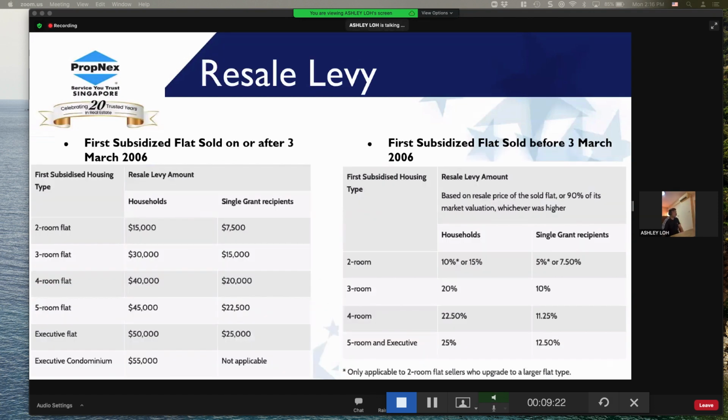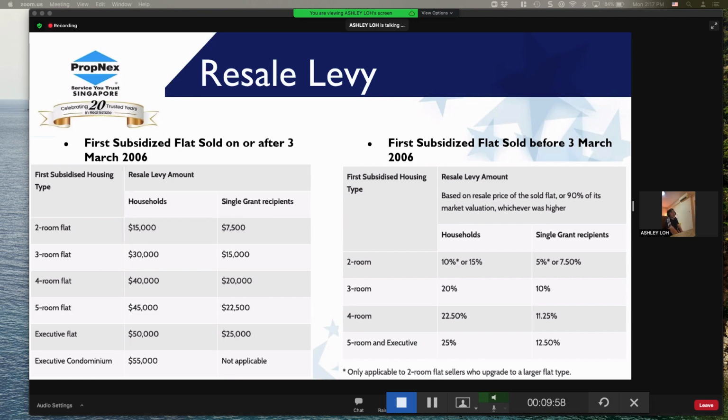Resale levy. If we take a look, there are two charts. One is the older version, one is the newer version. We take a look at the newer version, which is the left side one, for flats sold on or after 3rd March 2006. Naturally you don't really have to remember this, but if you know, it'd be better so you can advise your client on the spot. So if they're upgrading from a 5-room flat to an EC, they are liable to pay 45,000 resale levy. If it's a single grant, 22.5K. If 4-room, 40K, 3-room, 30K, and so on.